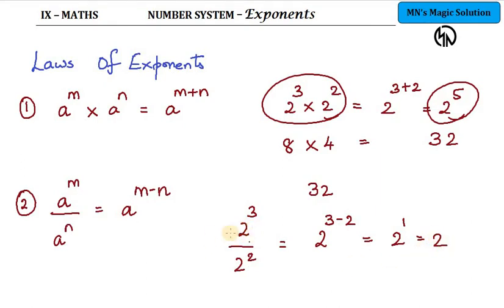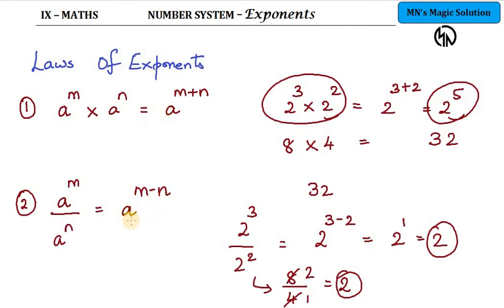So again, we can simplify this in the numerical format. 2 cube is what? 8. 8 divided by 2 squared is what? 4. So 8 divided by 4: 4 goes 1 time, 4 goes 2 times, and you are getting the answer as 2. So with numerical expansion you are getting the answer as 2, and also in this exponential format, using the law of exponents, you are getting the answer as 2. So LHS equals RHS, and we find this numerical explanation to be proper.